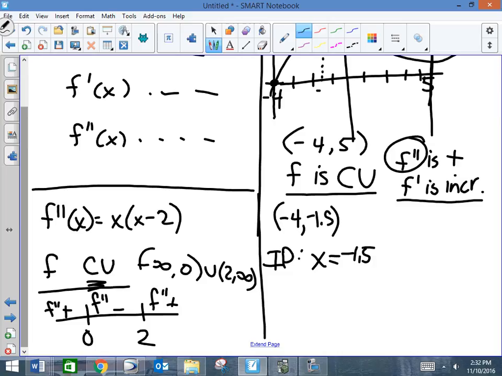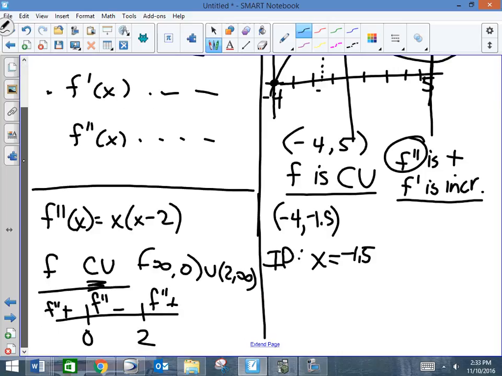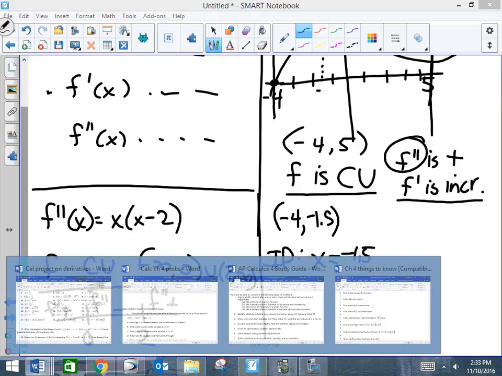So I just wanted to make sure they're not always going to give you the standard F. You find F prime to find increasing and decreasing. You find F double prime to find concavity. They may give it to you some other way. Okay, so sometimes that throws people.